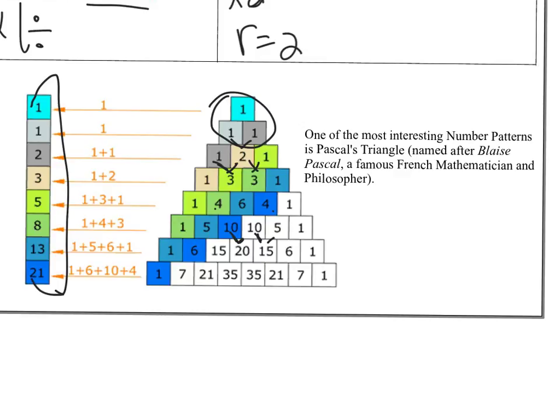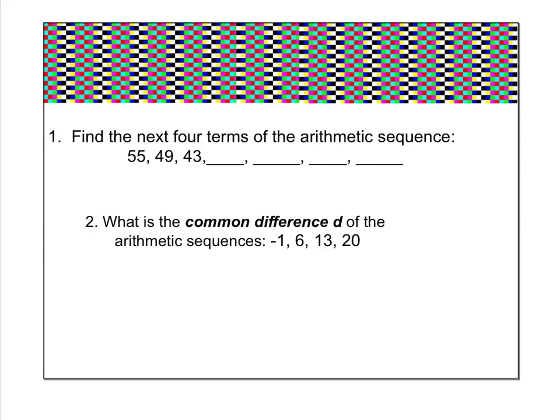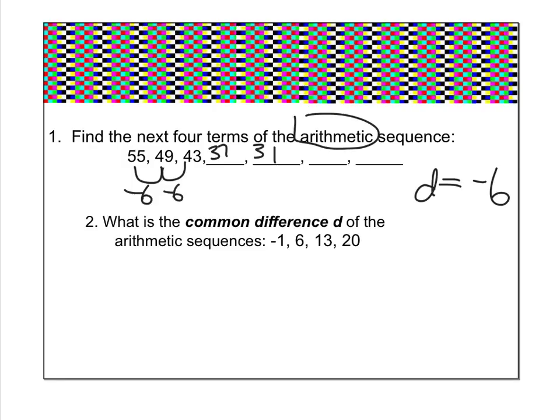So let's get into what we're talking about here. Find the next 4 terms of an arithmetic sequence. I know it's an arithmetic sequence, so I'm going to be adding or subtracting the same thing over and over again. It looks like I'm going down, so I'm subtracting 6 each time. My common difference here is -6. So that makes it 37, 31, 25, 19.